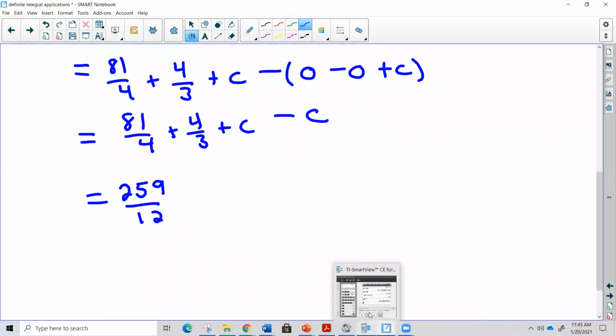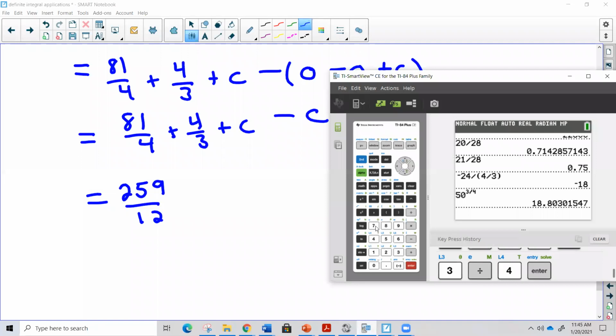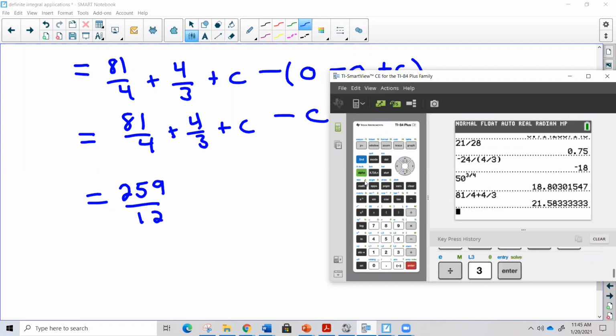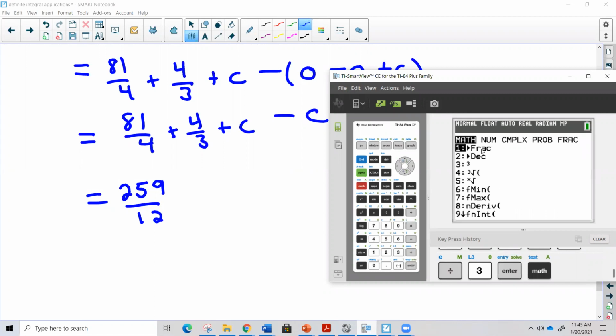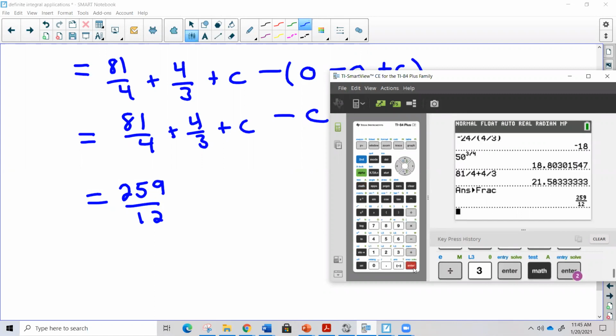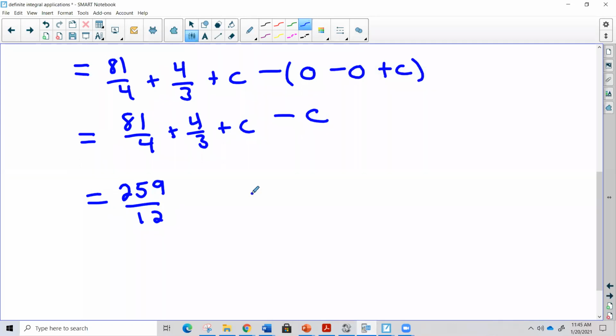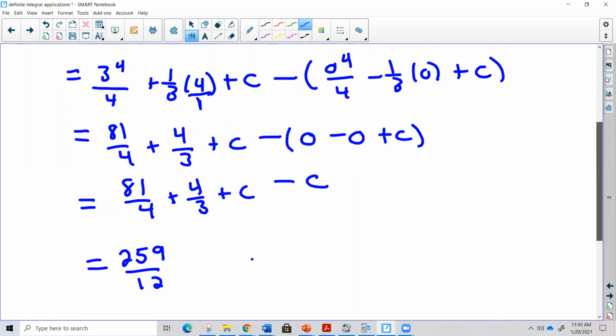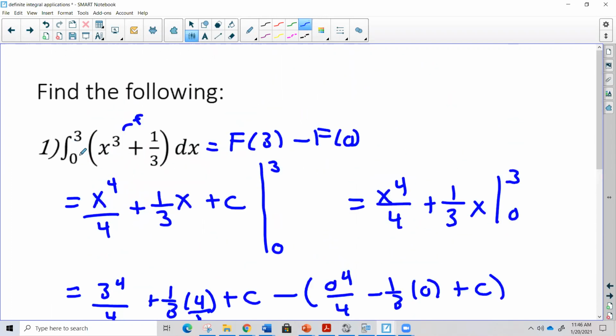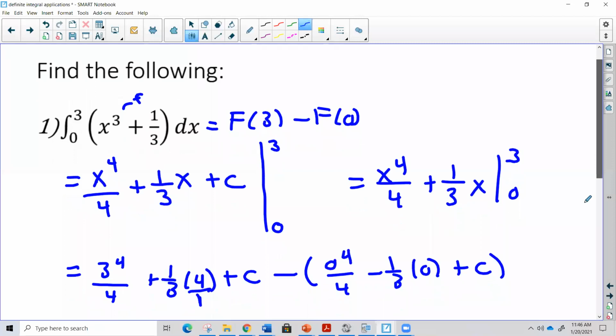Let me just show you just in case you don't know how to turn it to a fraction on your calculator. So if you do 81 over 4 plus 4/3 and then hit enter, hit math, and then it says FRAC, which stands for fraction, hit enter and then enter again, and it will give you the fraction. So this value gives me the area under this curve between 0 and 3 for your x values.